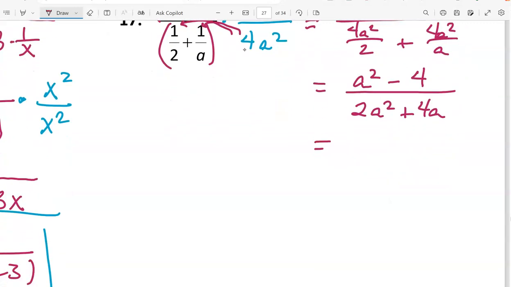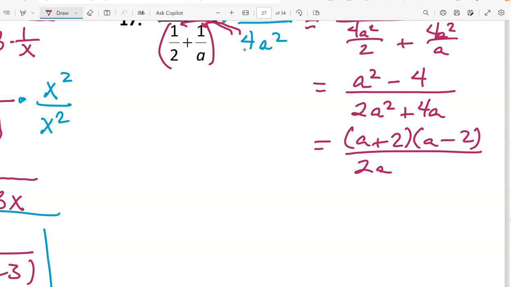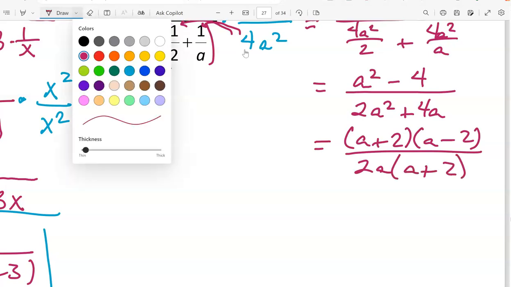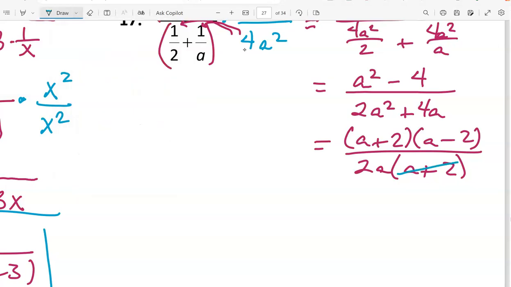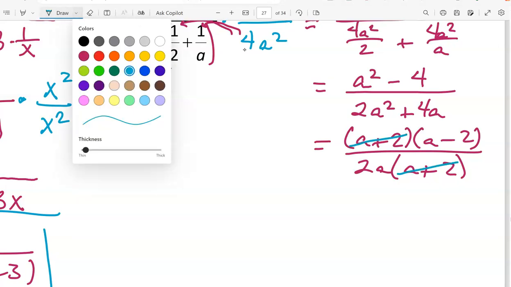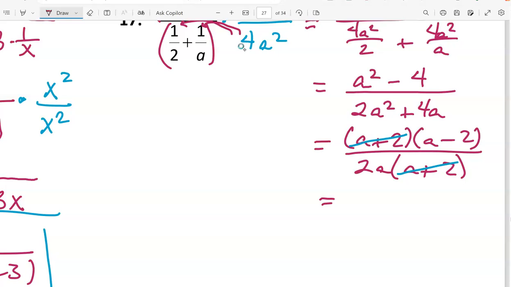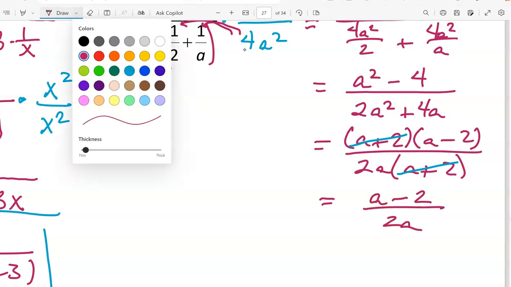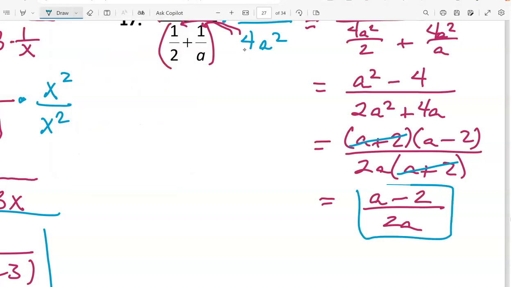Okay, now let's factor each numerator and denominator so that we can cancel some common factors. 2a factors out of the denominator, and then that's going to make our a plus 2's divide out or cancel. And so that's going to leave us with a final result of a minus 2 divided by 2 times a.